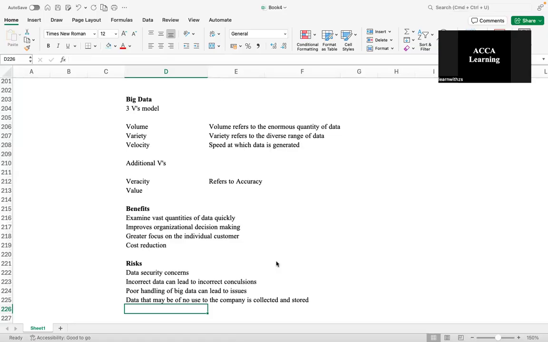So I hope you understood this concept of big data, its characteristics, its benefits, its risks.